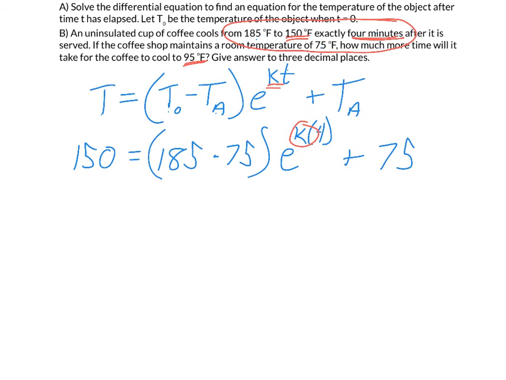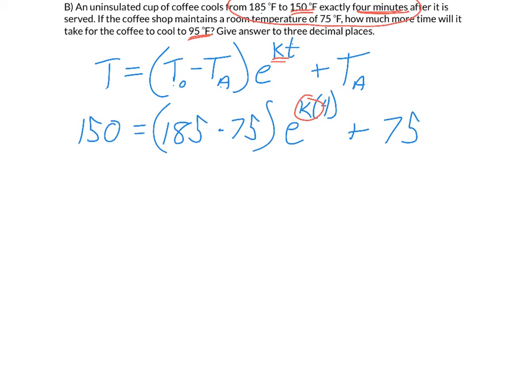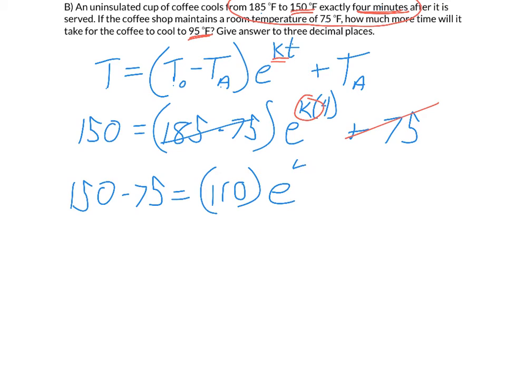All right, so let's move all of that up and solve for K. A little bit of algebra, we're just going to move some things around. I'm going to get 150 minus 75, and all of this here is giving me 110 e to the 4K. Left-hand side, 75. We're going to divide off this 110.